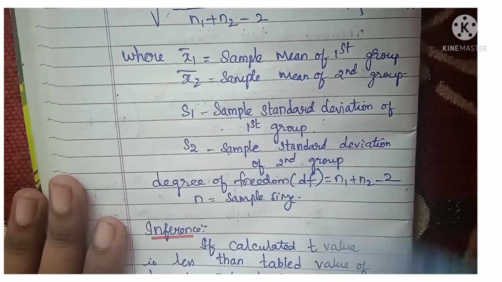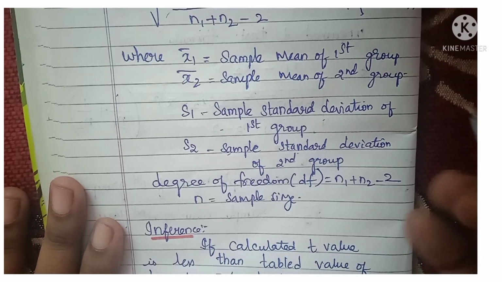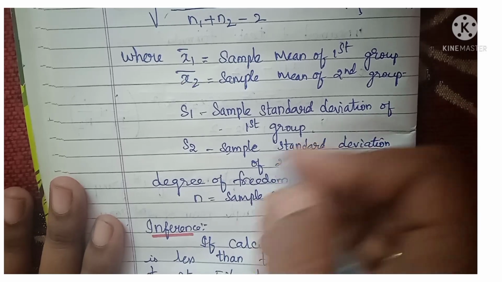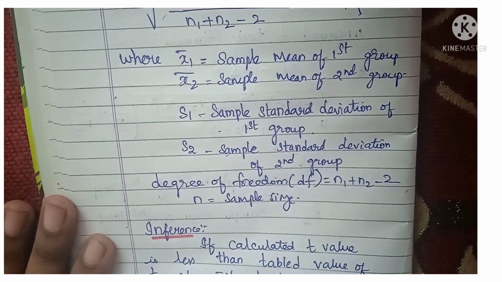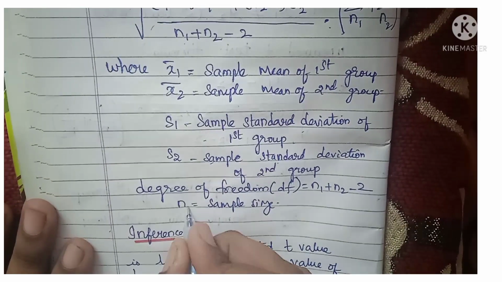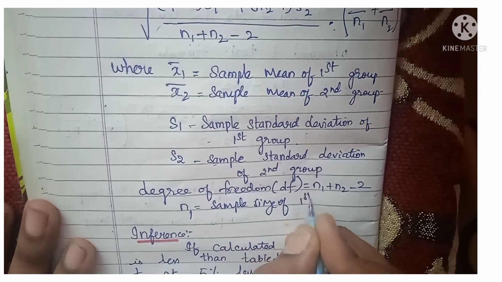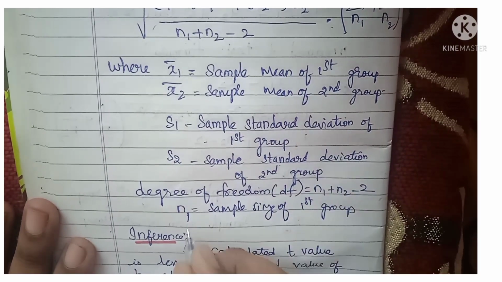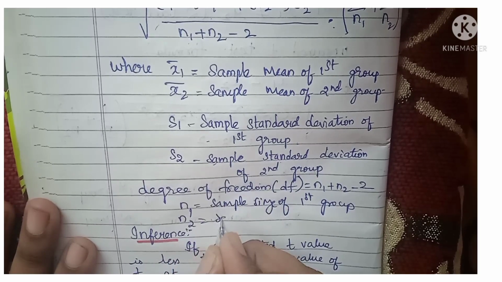N is the sample size. So n1 is the sample size of the first group, and n2 is the sample size of the second group.